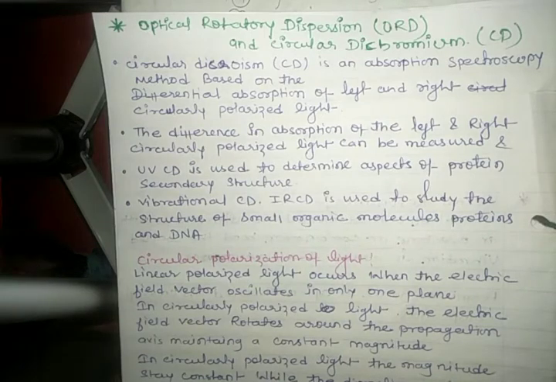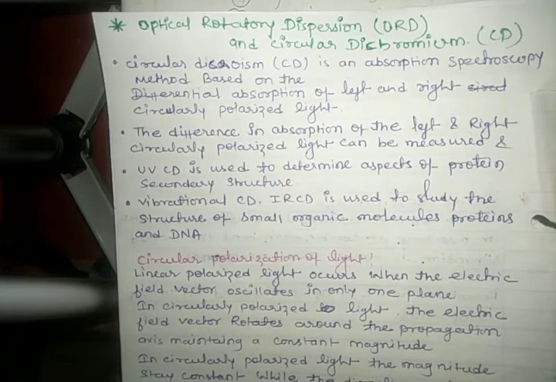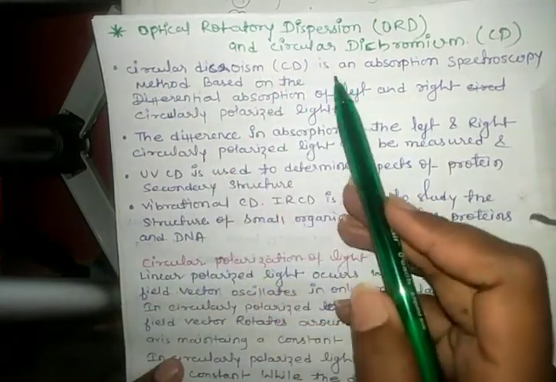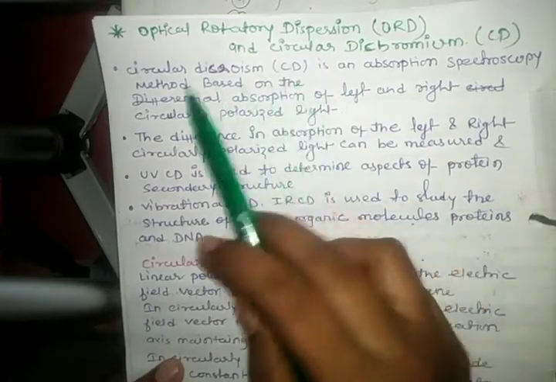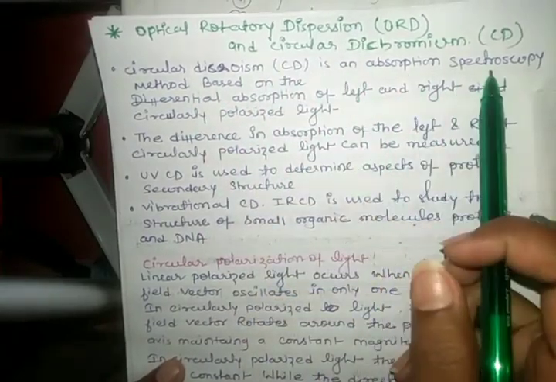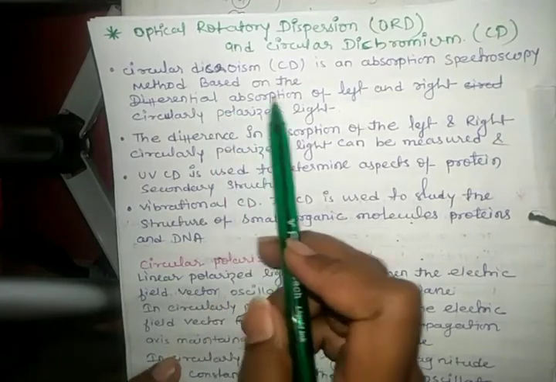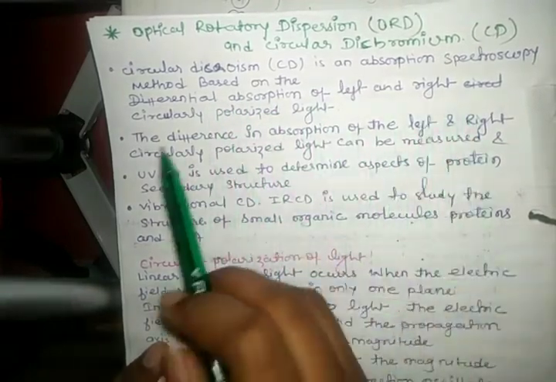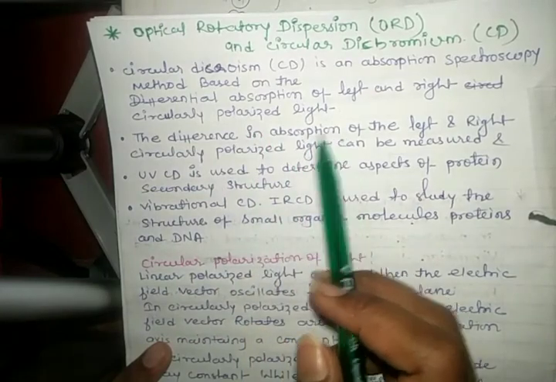So let us start. Firstly, we see what is ORD and CD. CD is circular dichroism. This is the full form of CD. It is an absorption spectroscopy method based on differential absorption of left and right circularly polarized light.